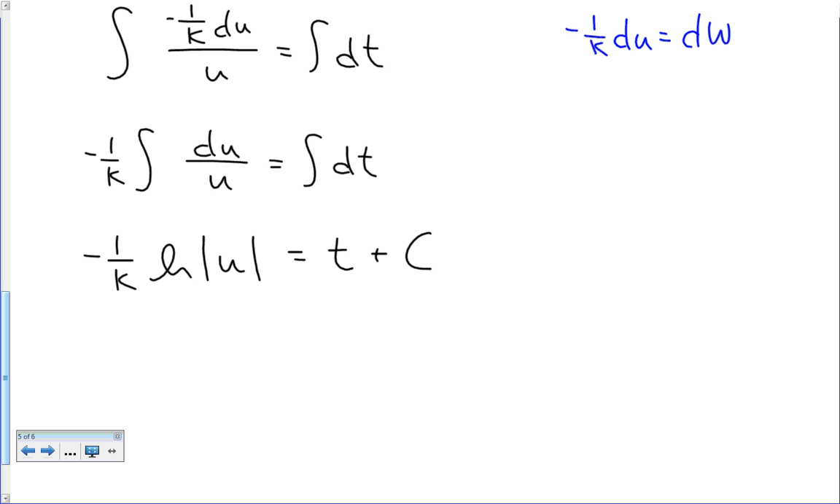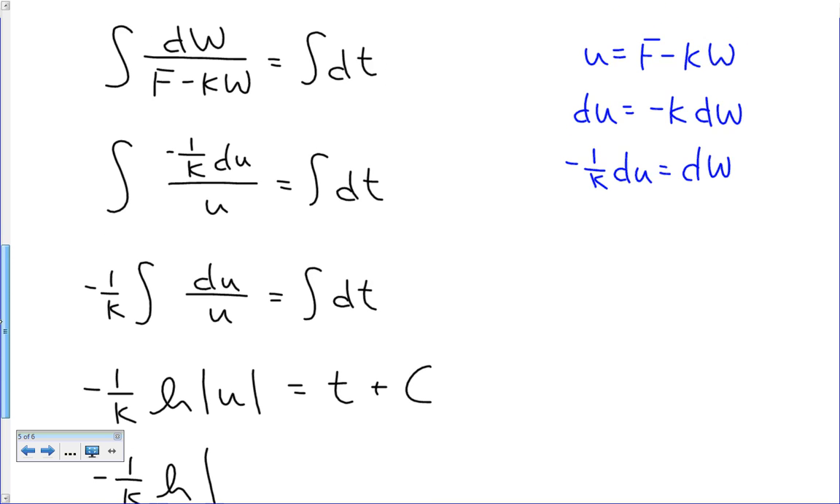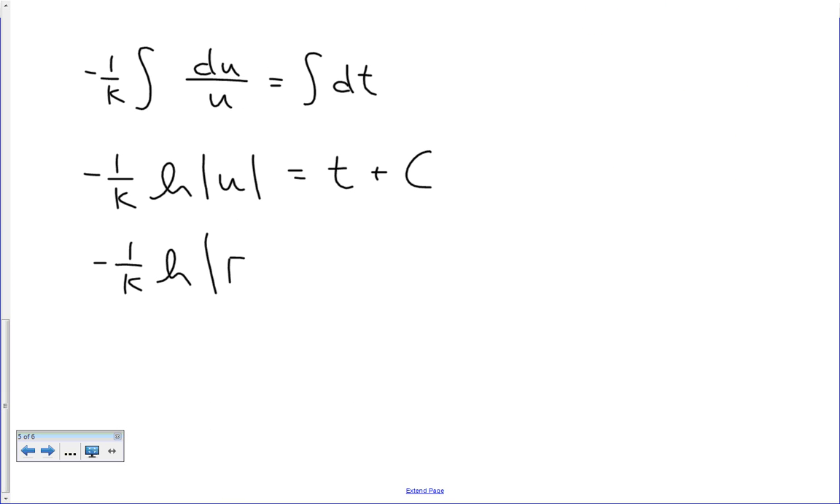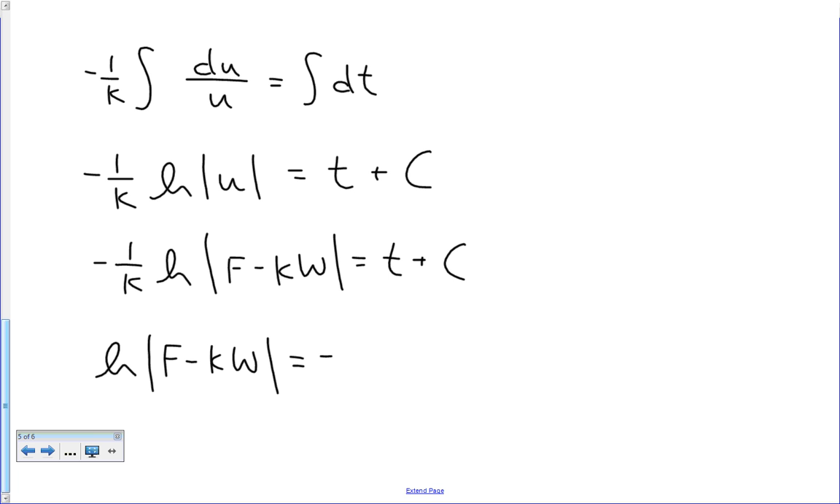Next step is to replace u with what it's equal to. We have negative 1 over k times the natural log of the absolute value of f minus kw, and that's equal to t plus c. Now again, don't lose sight of what we're trying to do. We're trying to solve for w, the amount of water, as a function of time t. So I've got to move this negative 1 over k to the other side, so we'll multiply both sides by negative k. We have the natural log of the absolute value of f minus kw on the left side equal to negative k times t, and then minus k times c for the second term.